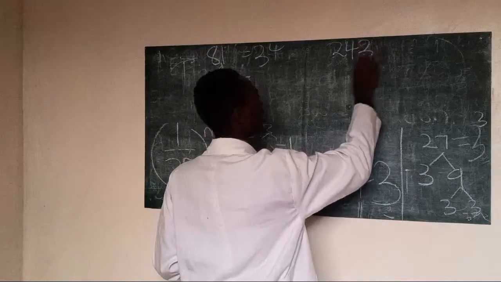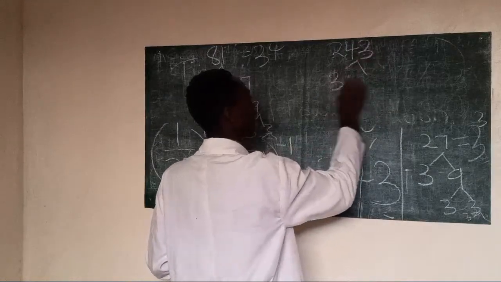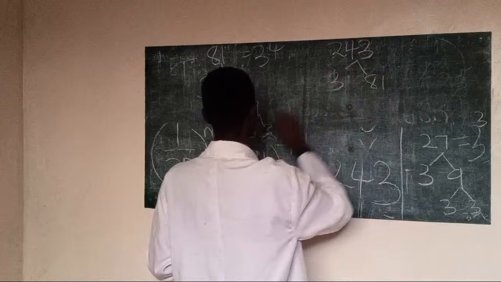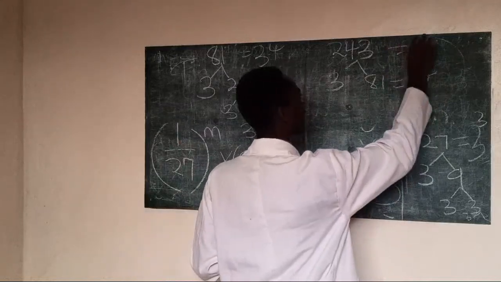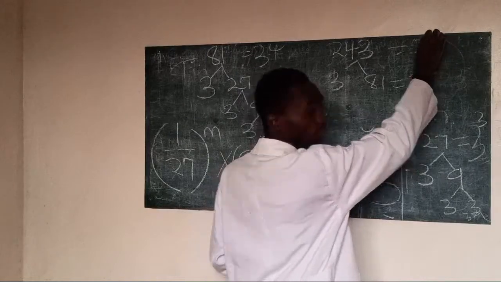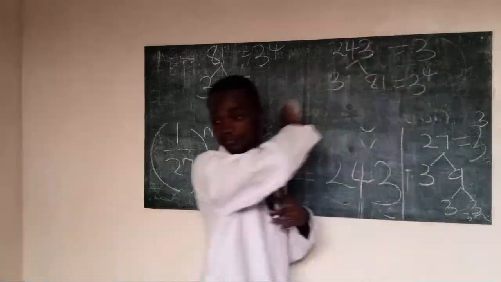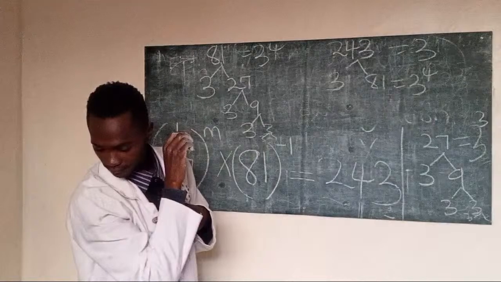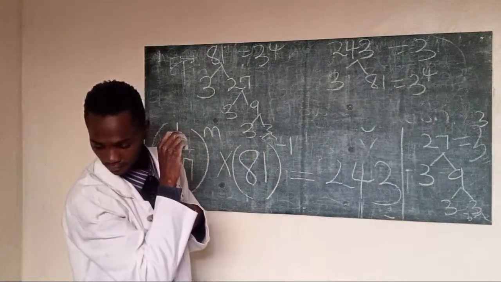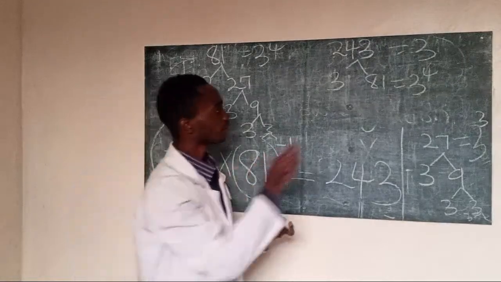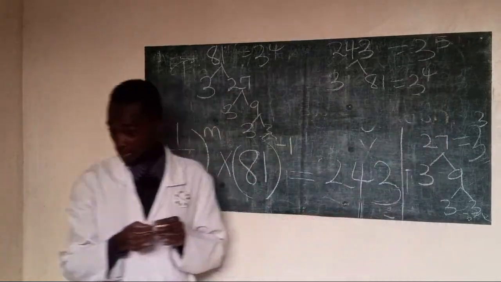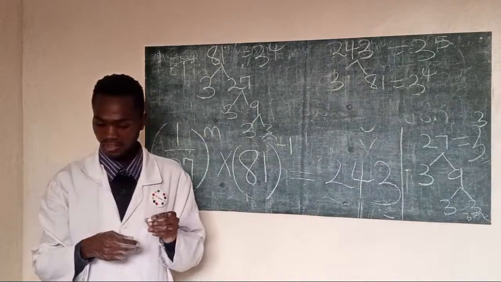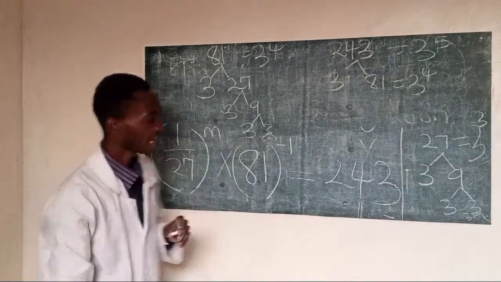243 divided by 3 equals 81, na sasa 81 tulikuwa tumepata ni 3 to power 4. So 243 ni 3 to power 5. Sisi wote tumepata hizo powers of 3. Yes. Everybody? Yes. Aya.